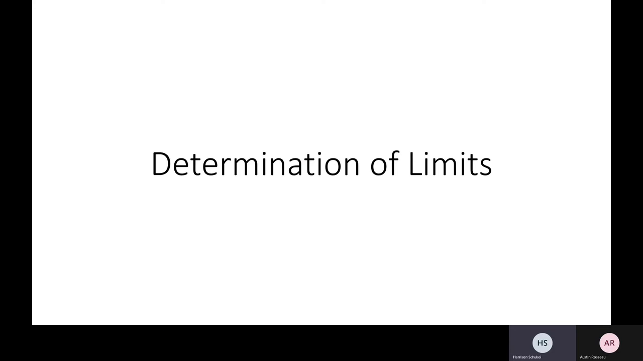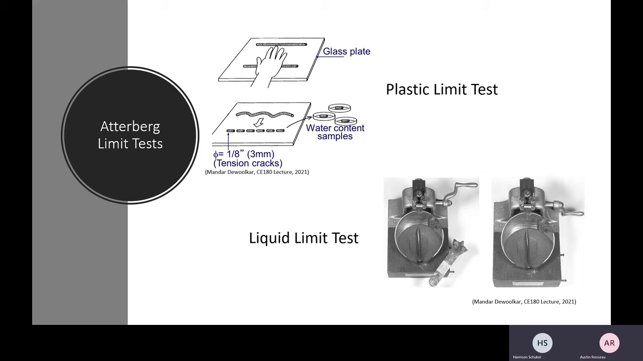The way that we determine these limits is through two tests. The first test is the plastic limit test. It involves rolling soil on a plate until it's about 1/4 of an inch in diameter and starts to crack. As you roll the soil, you'll notice that it starts to have little cracks in it.